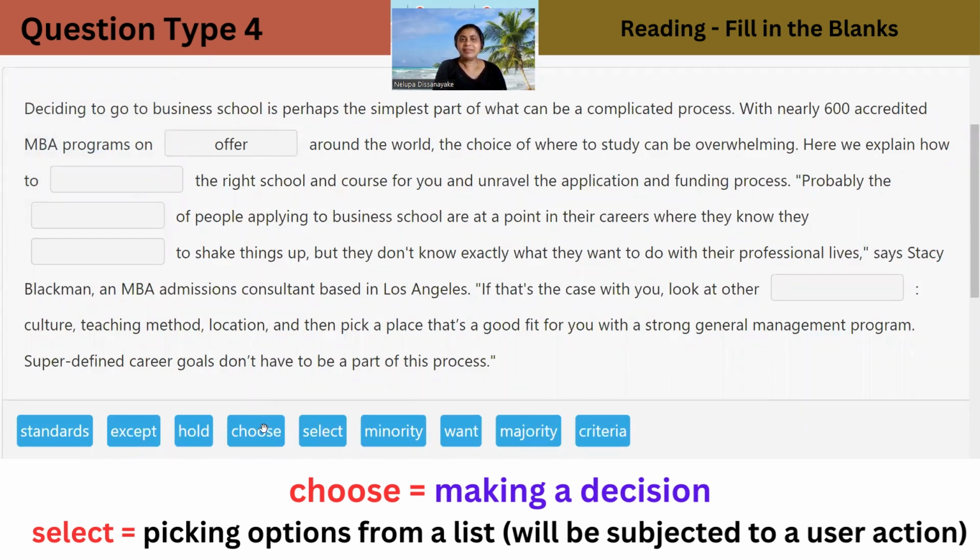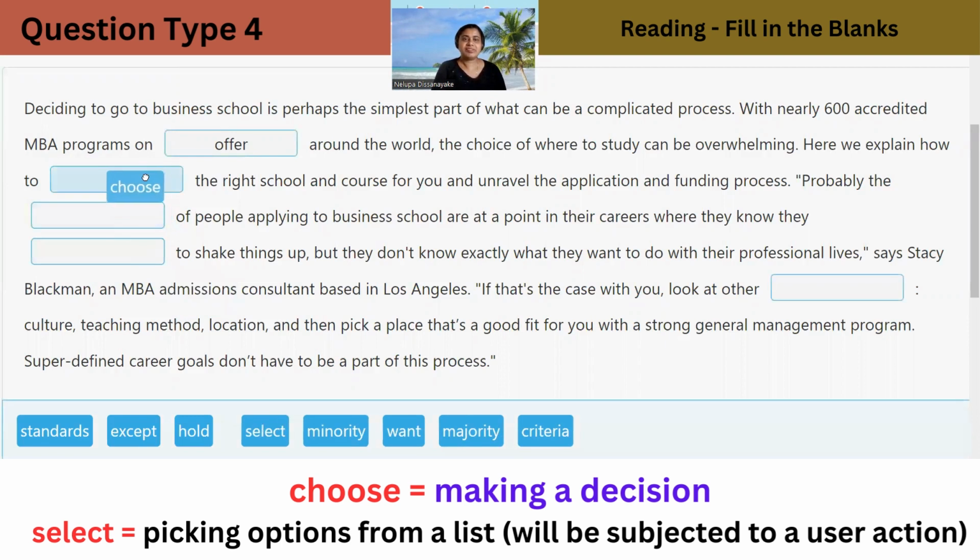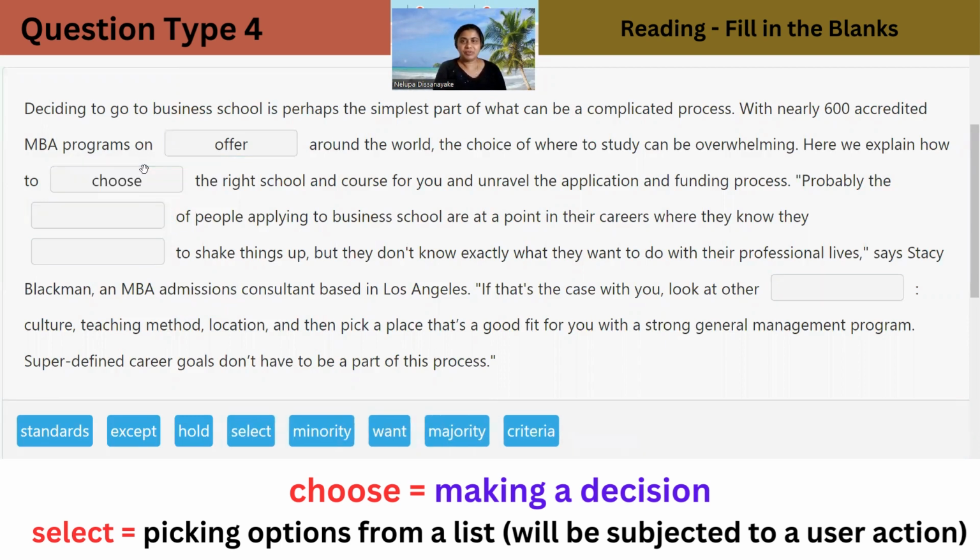Choose is like a decision, making a decision. We have to make a decision on something. Select is when you have some list, particularly, so you select something, or sometimes you select a cell. Select a cell in a computer, like when you have an Excel file, you select one cell and highlight it. Something similar to that. Select we can use when there is a list of items, you select one. Choose is more about taking a decision. So here the best answer is to choose the right school and course for you.